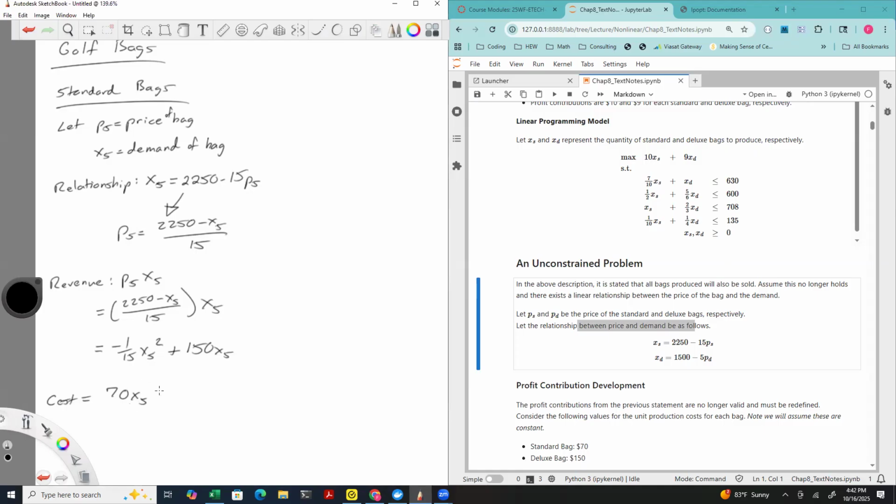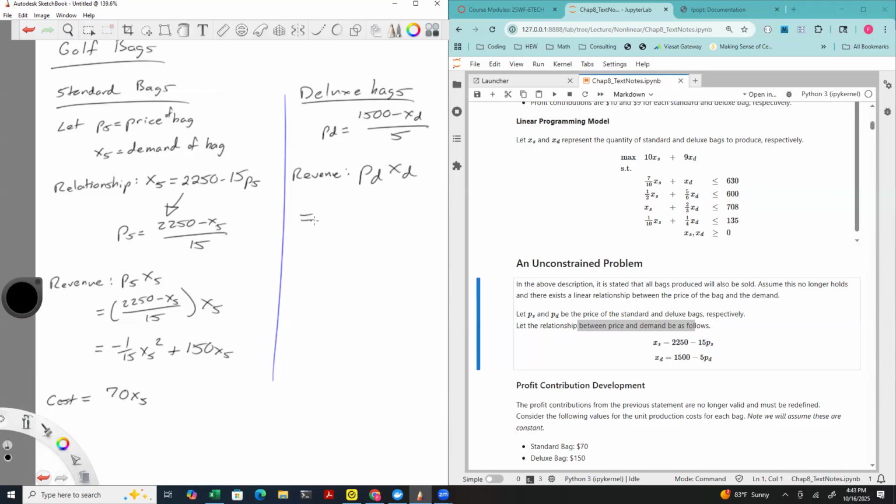So we had a cost of 70 times x of s, right? That's the total cost associated with the production of standard bags. All right, so that's good. And we basically need to do this same logic for the deluxe bags real quick. So we'll have the same idea, except we'll have P sub D and X sub D, and then the revenue here. Well, let's do the same idea here. We'll have P sub D, just using this expression here, is 1500 minus X sub D over 5. And the revenue is P sub D times X sub D.